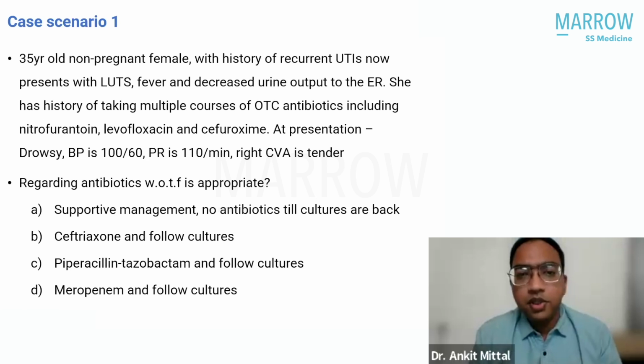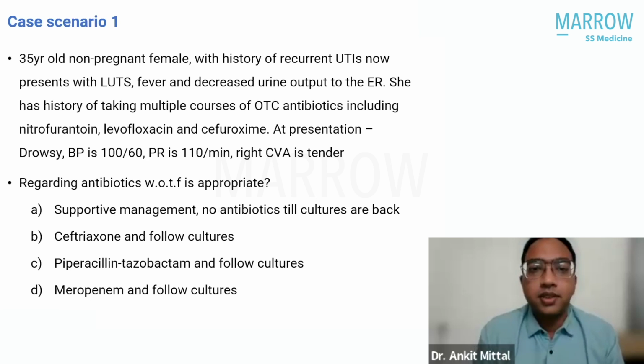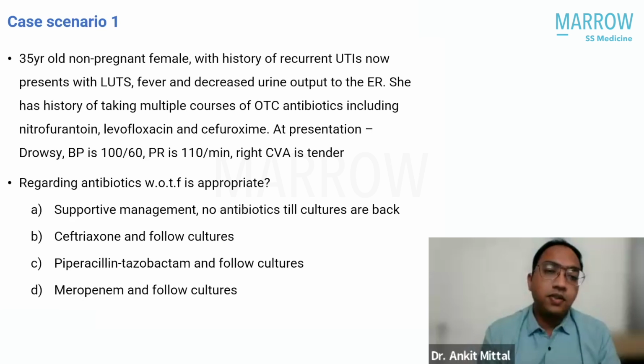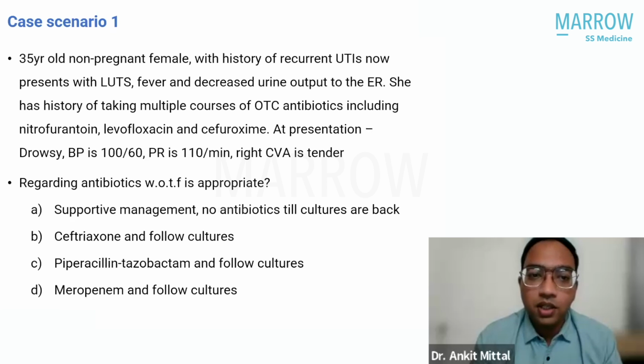Again, the other options are to choose between ceftriaxone, piptazo, and meropenem. Now, I've just showed you that the prevalence of drug-resistant infections is increasing. Plus, this patient has risk, exposure to antibiotics, history of recurrent UTIs. So, in these cases, you would actually start with a broader spectrum antibiotic, and then eventually, once the culture results are back, you can always de-escalate.